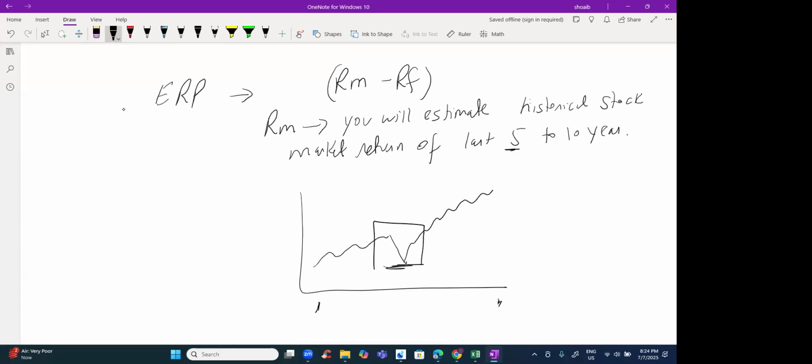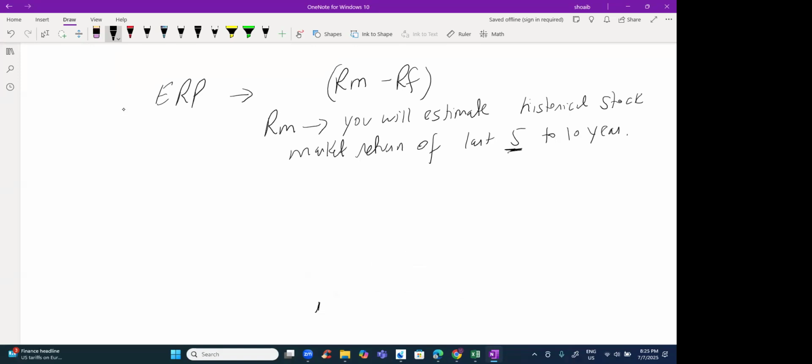You have to select the time thoughtfully. Like in the last 5 years, there was no abnormal event. If we talk about 2021 onwards, there was no abnormal event, all smooth. But if you take the last 10 years, there was an abnormal event, COVID. So select the time accordingly. Try to identify a time where you don't have any abnormal event. So you can take the historical stock market return of the last 5 or 10 years, that is RM. Minus RF, that would be the equity risk premium.